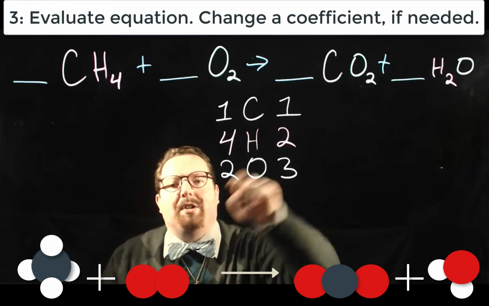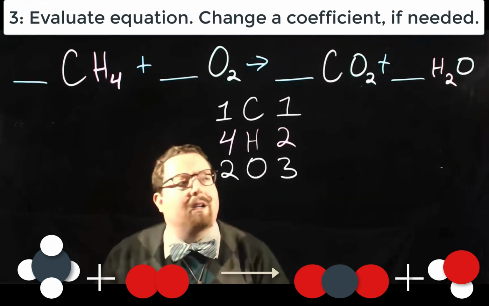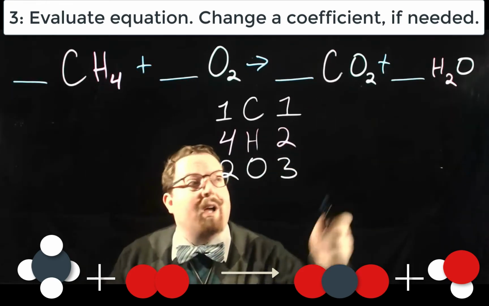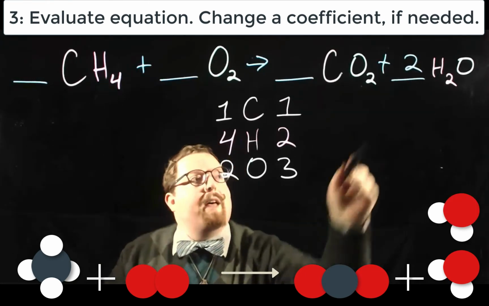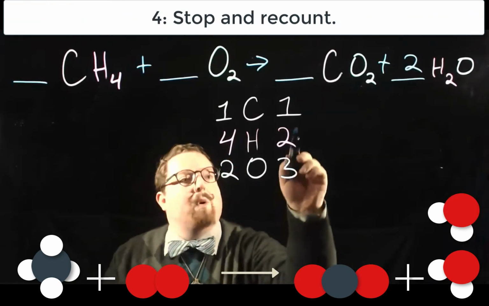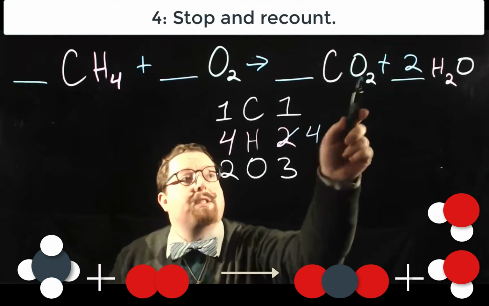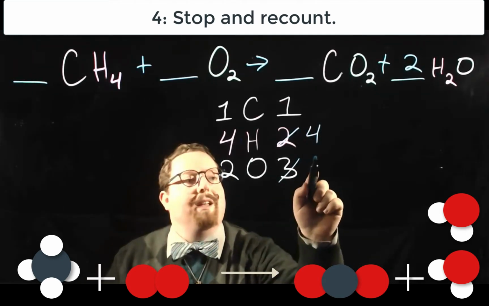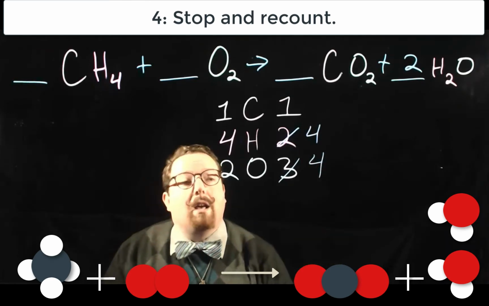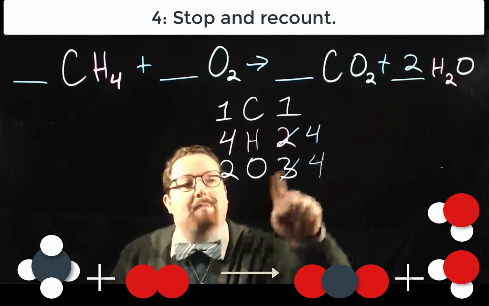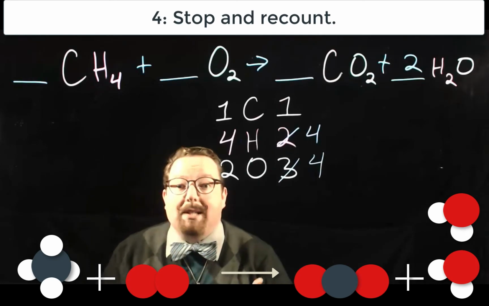I have 2 hydrogens on the right side, but I need 4. So if I change this coefficient from a 1 to a 2, that'll now give me 4 hydrogens and 2 oxygens plus these 2 oxygens over here. So that gives me 4 oxygens. Notice I didn't put a 2 up here and just multiply this 3 times 2 to get 6, because that's not right.